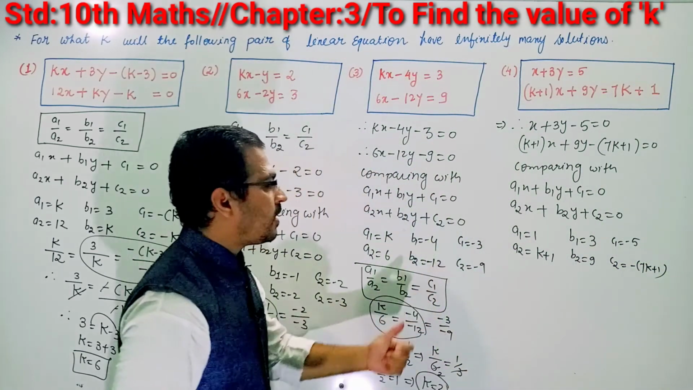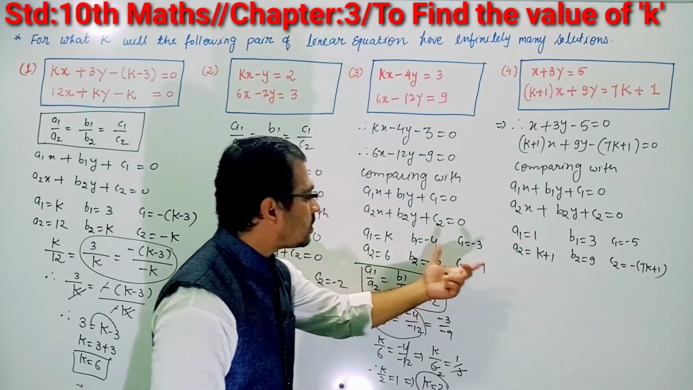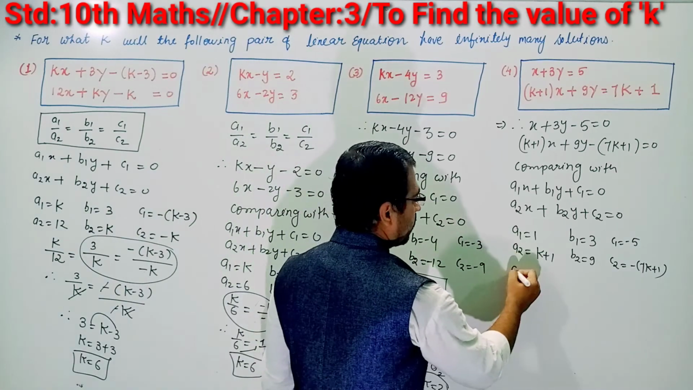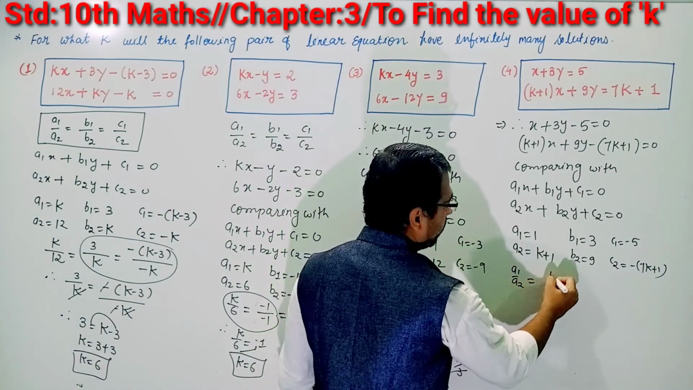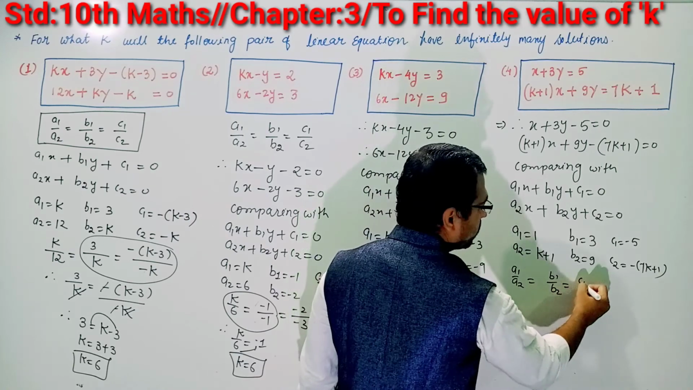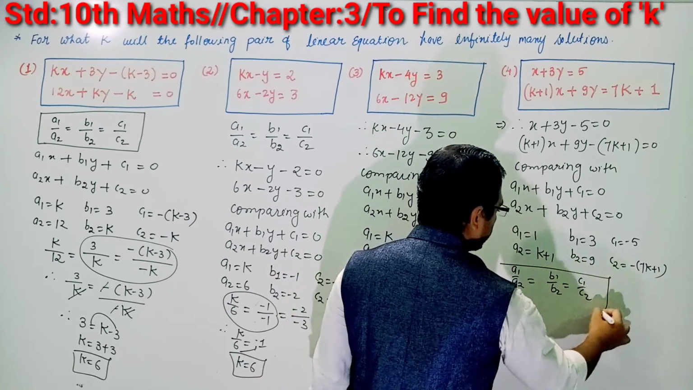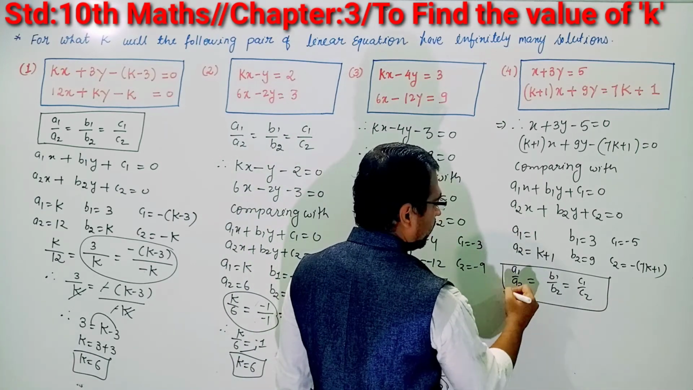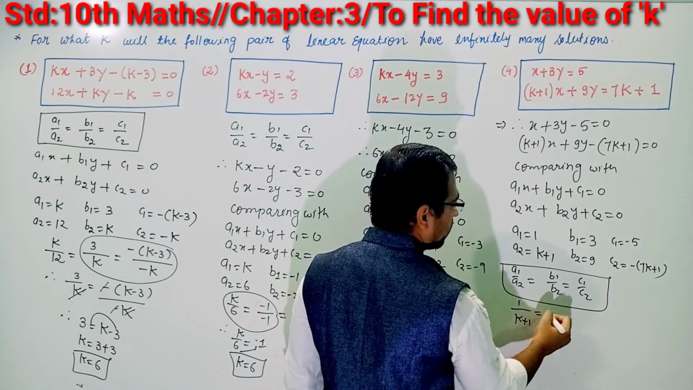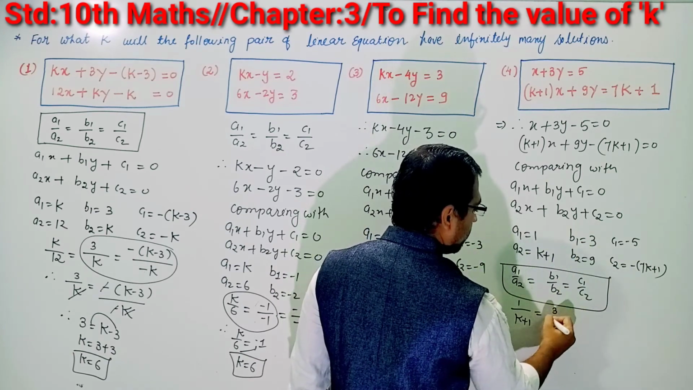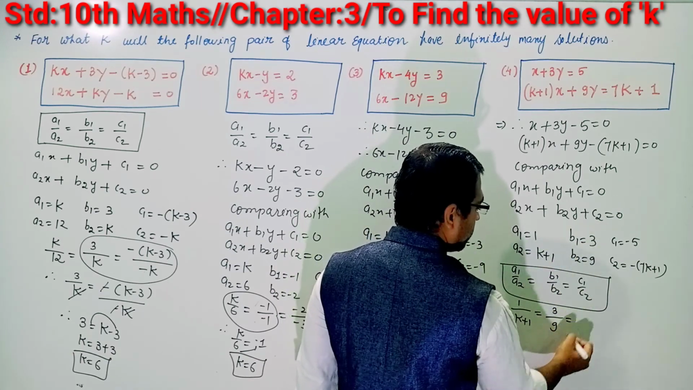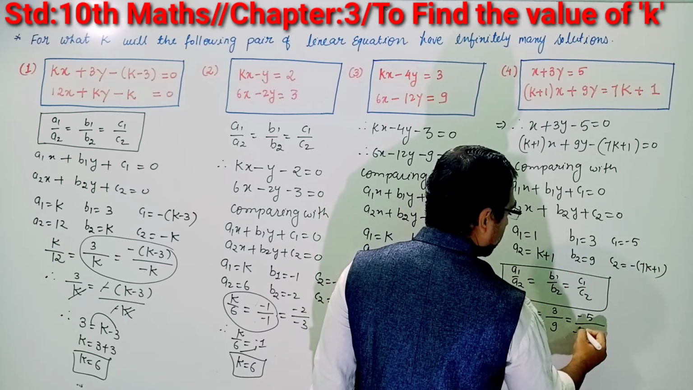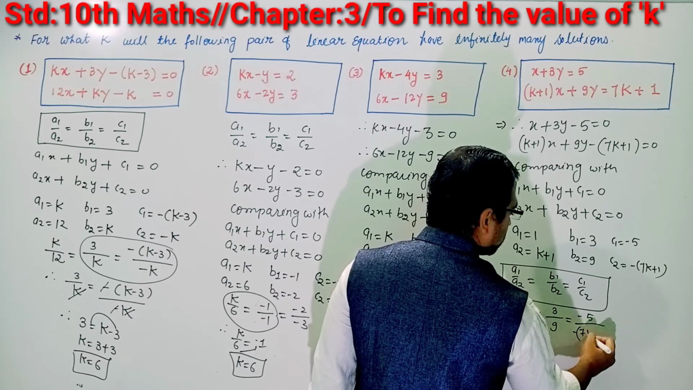Okay students, now writing these values in the condition a1 by a2, b1 by b2 and c1 by c2. Okay, so a1 by a2 is equal to b1 by b2 is equal to c1 by c2. What is the value of a1? 1. a2 is k plus 1. b1 is 3, b2 is 9. c1 is minus 5 and c2 is minus (7k plus 1).